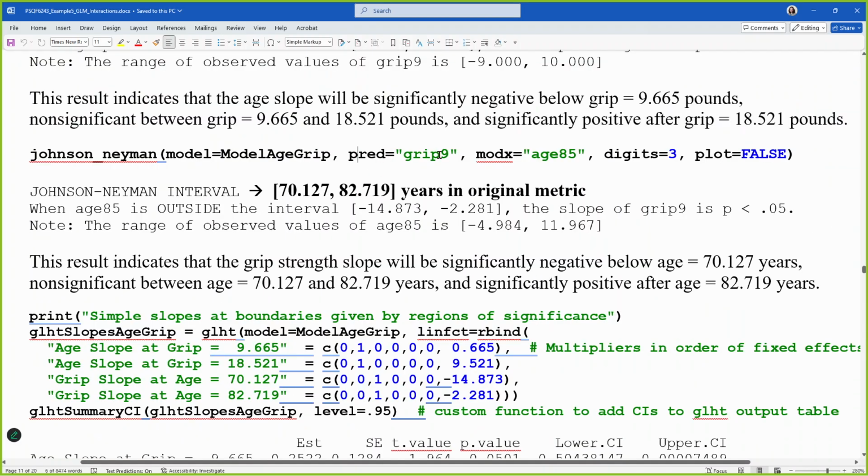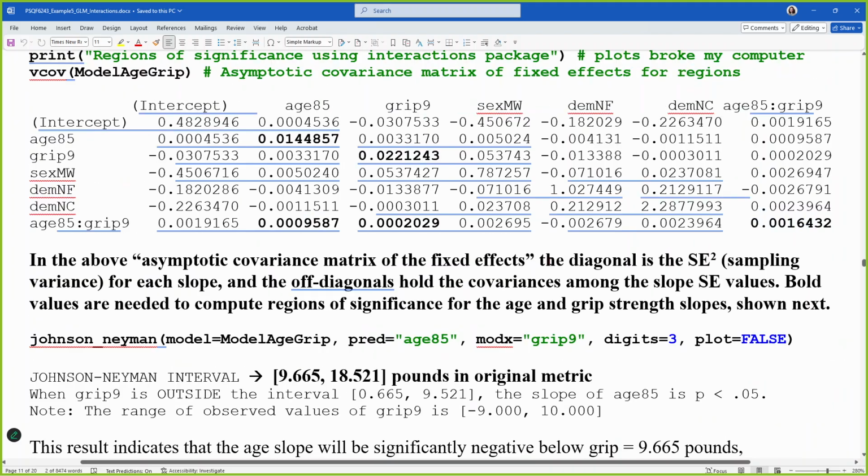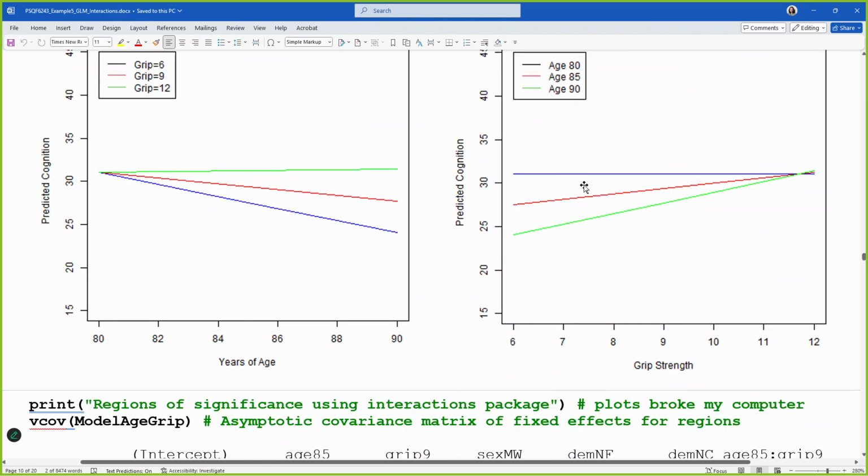Likewise, if I flip which is the predictor and which is the moderator, then it computes the interval, and I got to add 85 to get back to the original version of the variable. We find out that the grip strength slope is significantly negative below 70, non-significant between 70 and 82.7, and then positive after 82. So grip strength is bad for you if you're really young. It doesn't help between 70 and 82, and it does help after 82. So that solves then the question of at what point does this turn on? It turns on at 82.